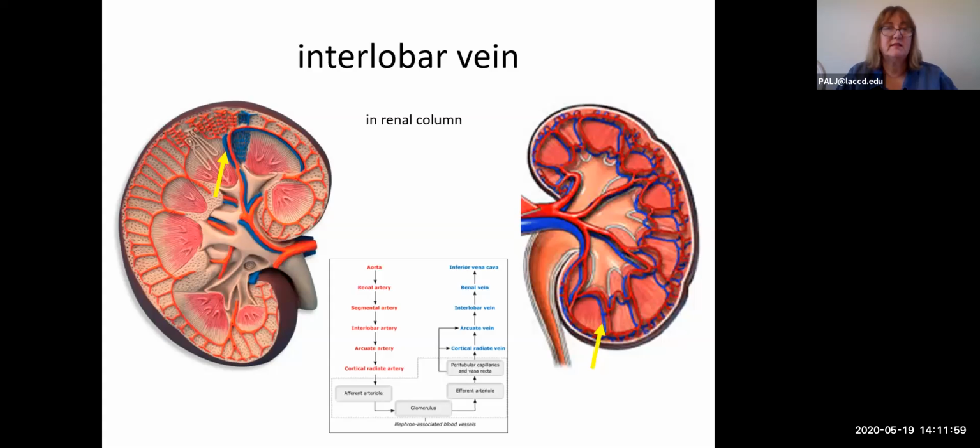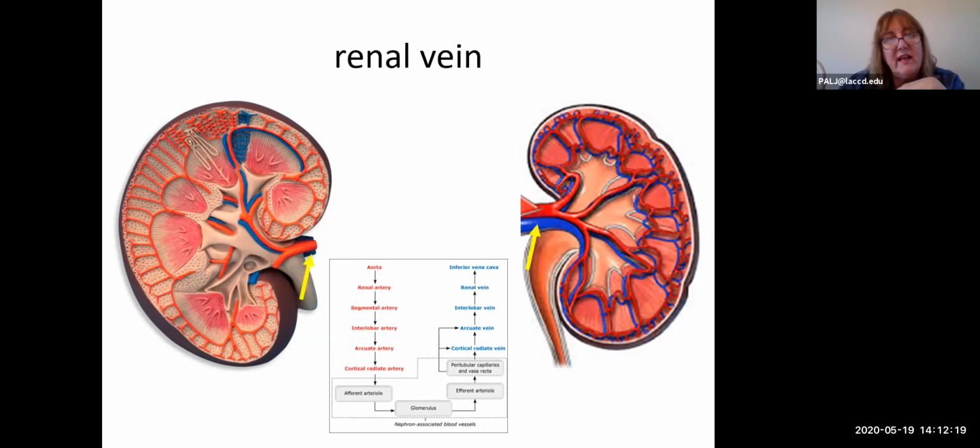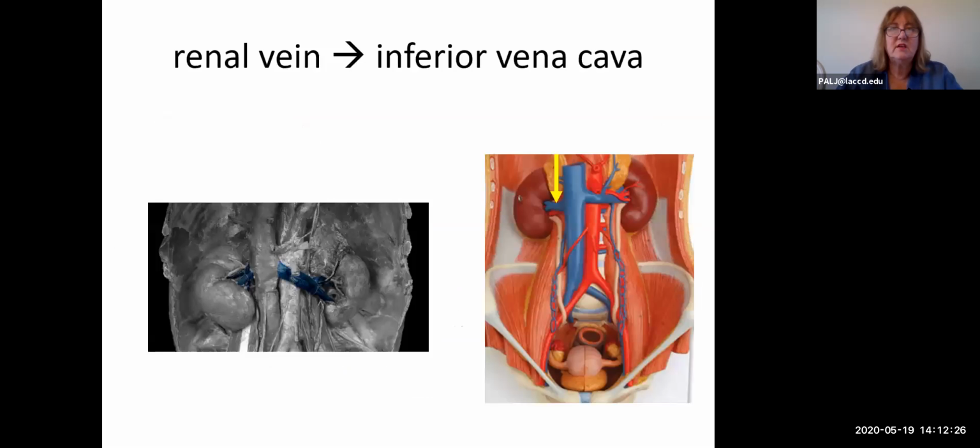So everything makes sense until you get down to the renal pelvis, where it looks like you should have segmental veins right next to segmental arteries, but for some reason that step is skipped. There are no such things as segmental veins. And so all these interlobar veins kind of coalesce through the renal medulla and eventually will form the renal vein at the renal hilum. And so the renal vein then dumps into the inferior vena cava.